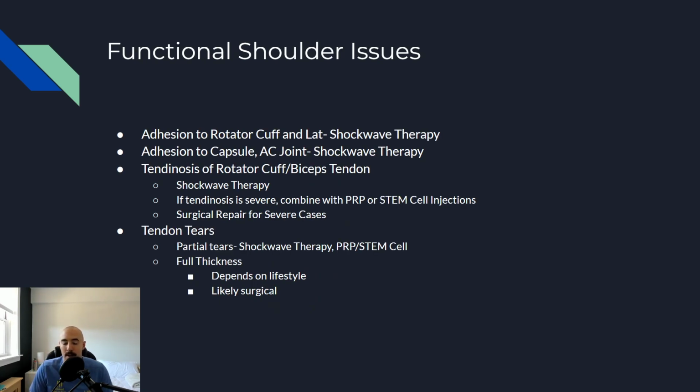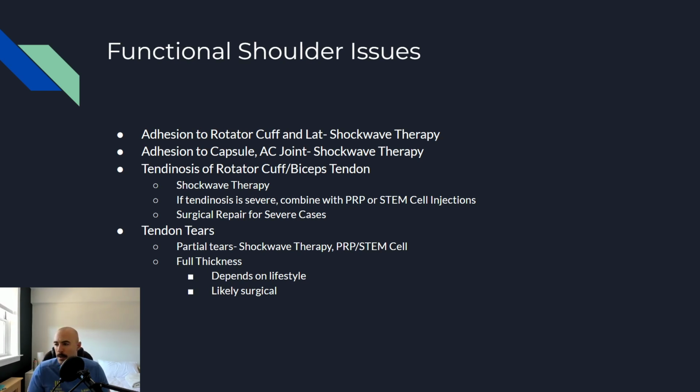Functional shoulder issues, right? This is, again, muscles, ligaments, tendons, nerves, adhesion to rotator cuff and latissimus dorsi muscle, shockwave therapy. It's a slam dunk. Google search shockwave therapy, fibrosis, scar tissue, shockwave therapy, senescence, regeneration, stem cells. You'll find wonderful information. Adhesion to the capsule and the AC joint, shockwave therapy. Again, it just does such a wonderful job of breaking down scar tissue. AC joint gets a little bit hairy. There are times where I'll use a traditional instrument to kind of scrape through some of that stuff. It can be quite a painful thing to have a shockwave on a degenerated AC joint, the ligament, excuse me. But it does work very, very well.